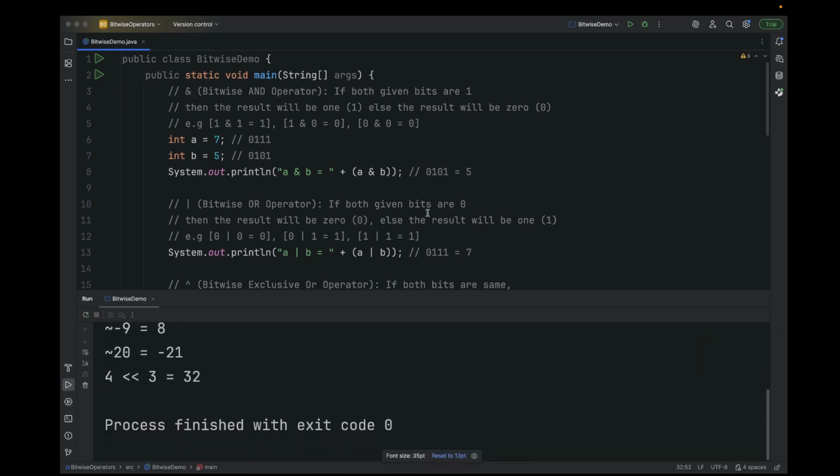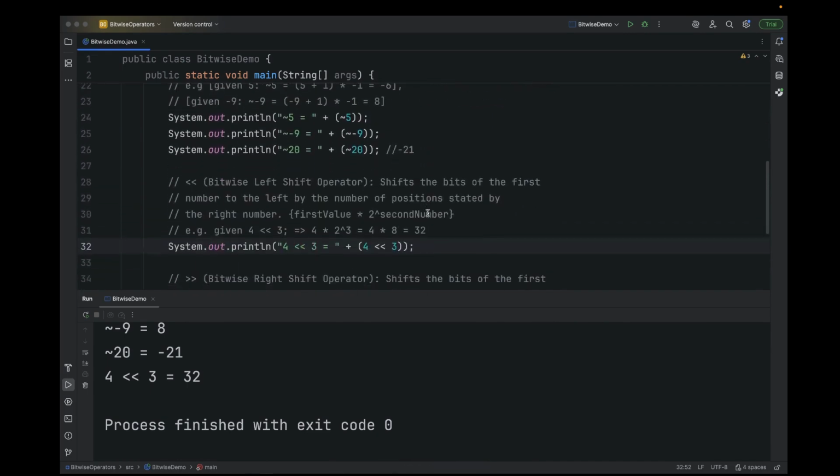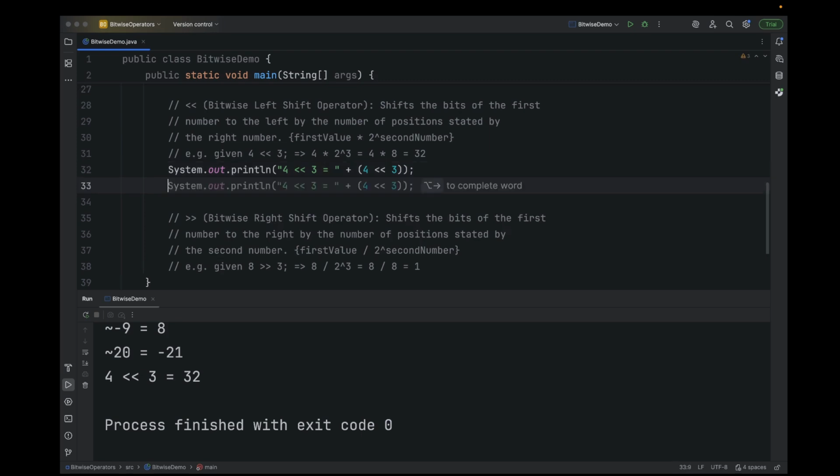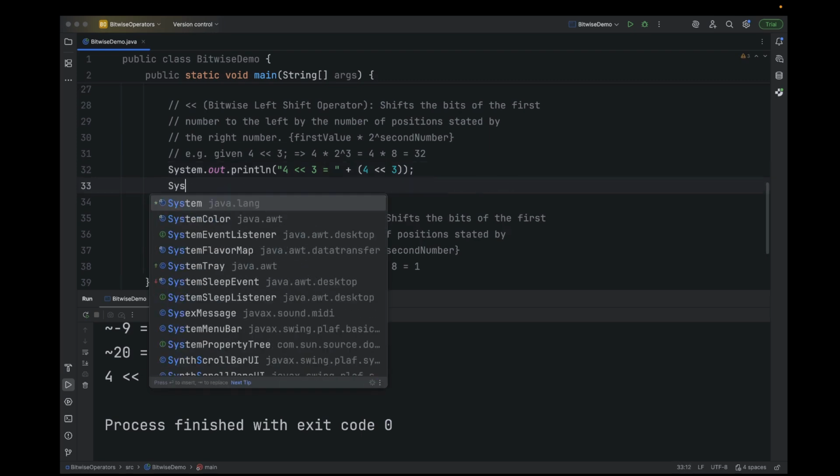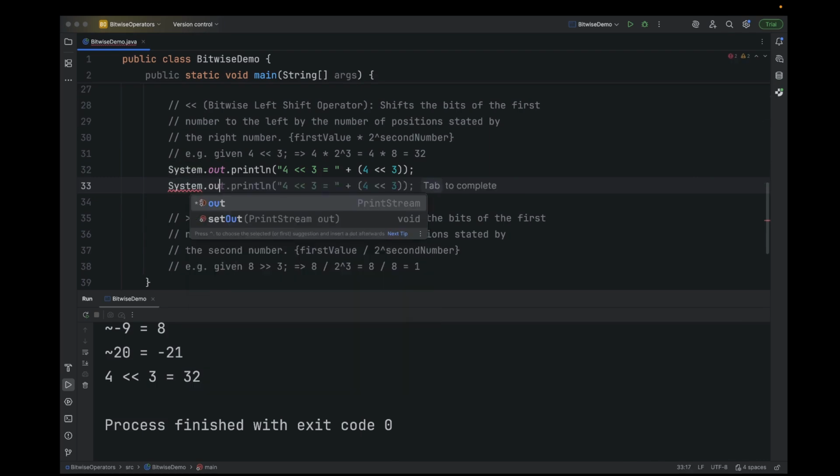So let's try with a different number entirely. System.out.println. Say we are doing 6, or let's use a smaller number so that we'll be able to do our calculation well. Well, let's leave it at 3. Let's leave it at 3 anyway.